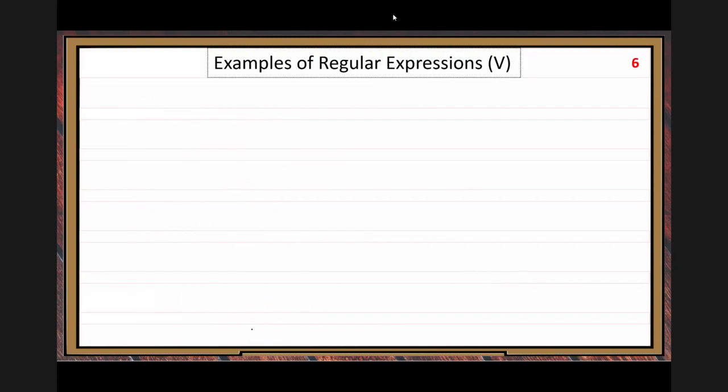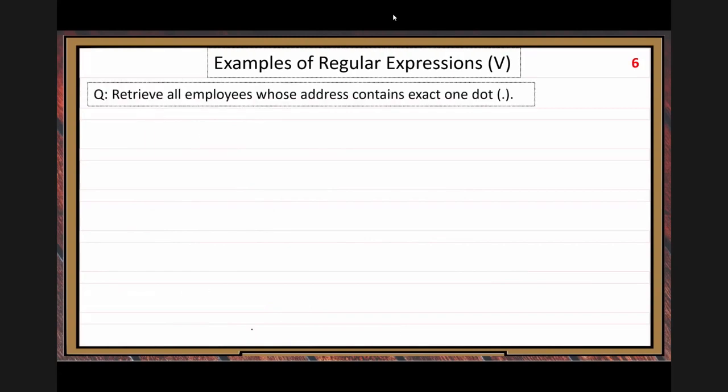Then another example. This time, retrieve all employees whose address contains exactly one dot. Dot is a special character, but here we want to use the literal dot, so we use double backslash to escape this special symbol. Exactly one dot: how do you represent exactly one dot?